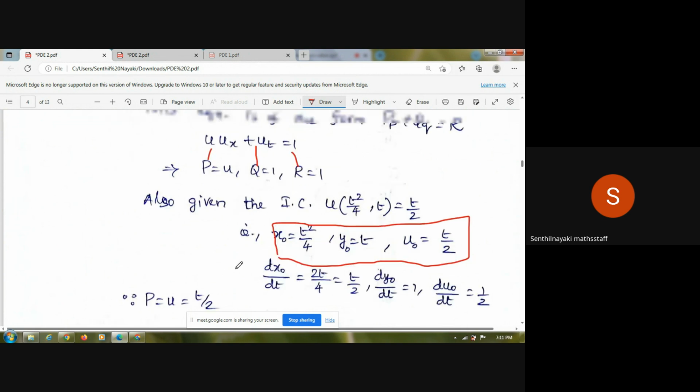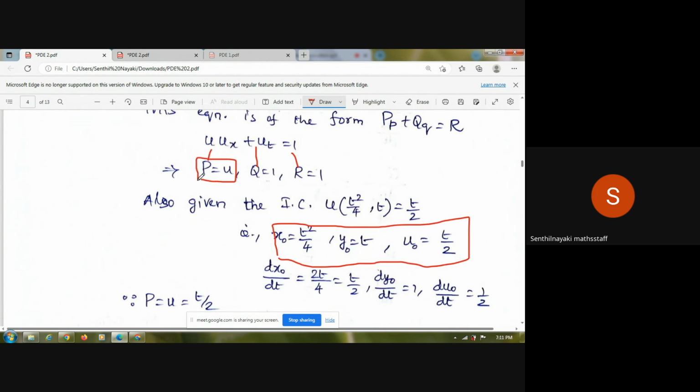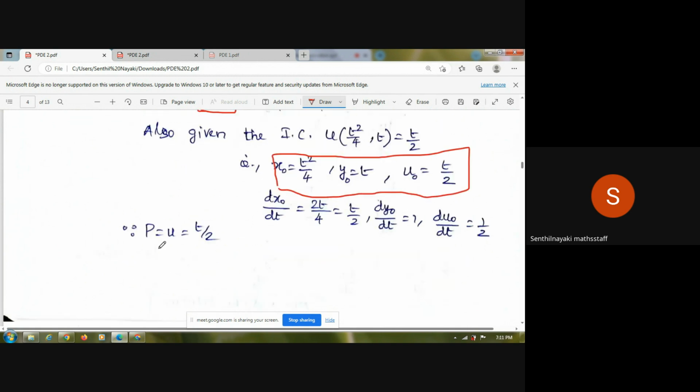Now we have P by dx naught by dt equal to Q by dy naught by dt. In the first question, we didn't have this because in the first problem, the P, Q, R values were all constant. But in this problem, the P value is in terms of u, I mean, P is a variable, that is u. So for this u, we have to substitute u in terms of u naught, I mean, in terms of the parametric form.